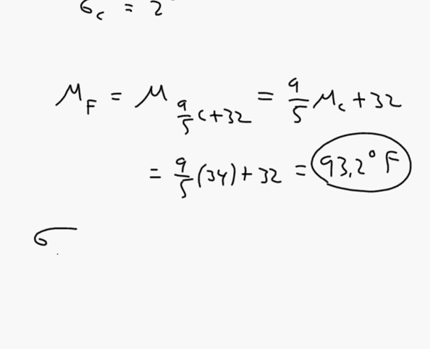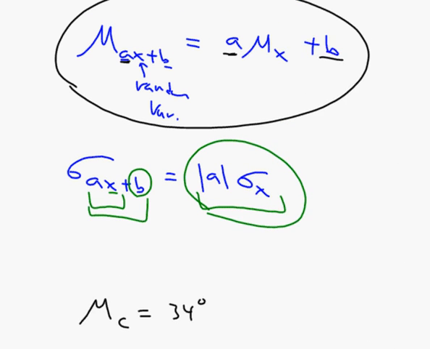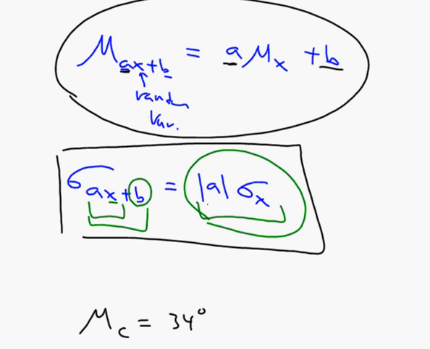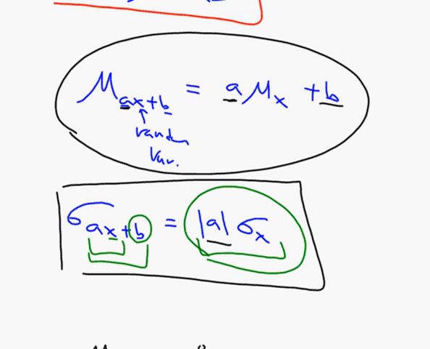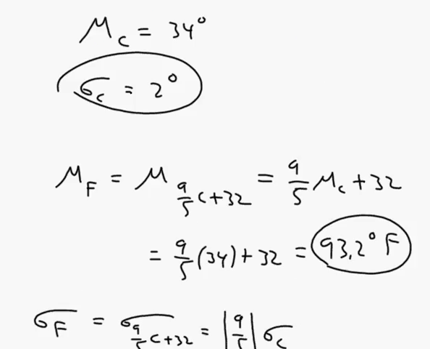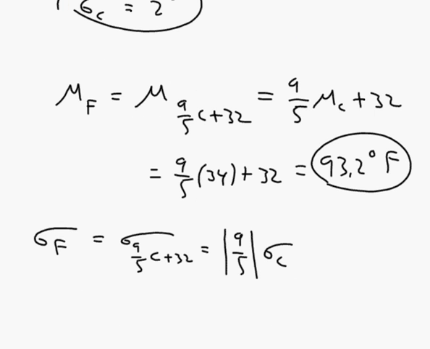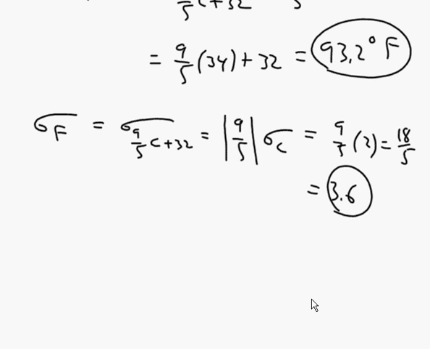Okay, and if I want the standard deviation in Fahrenheit, that's equal to the standard deviation of 9/5 Celsius plus 32, which according to the formula is the absolute value of 9/5 times the standard deviation in Celsius. That's coming from this second formula here. So you'll notice that only A has an effect on the new standard deviation. The original standard deviation in our problem was 2, so it's going to be 2 times 9/5, which is 18/5, or 3.6.